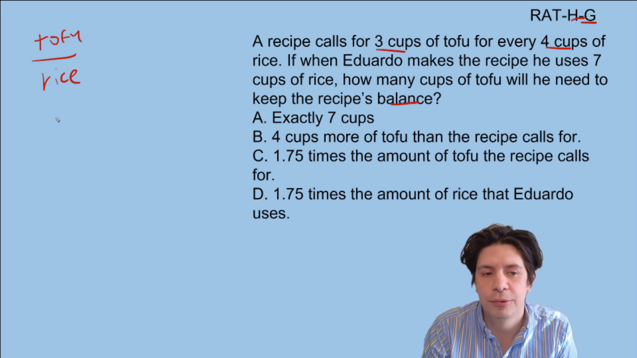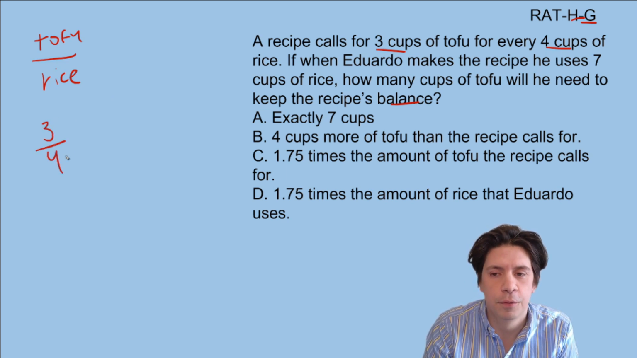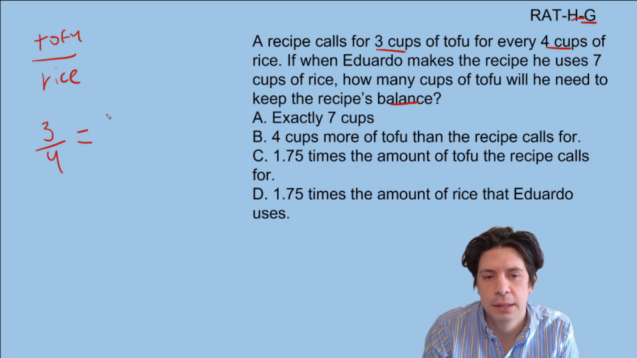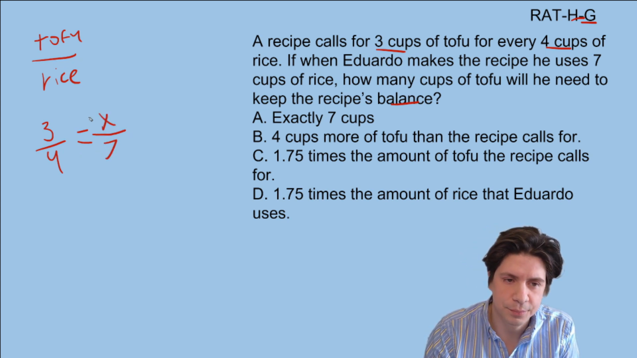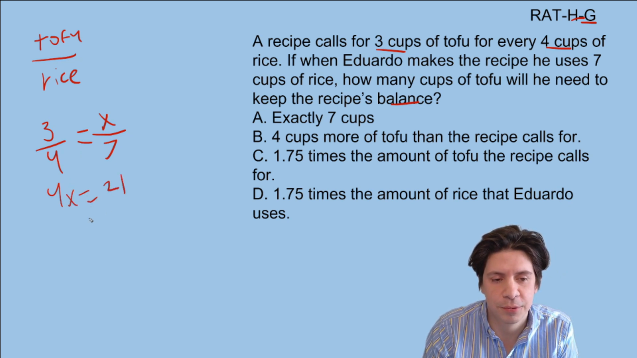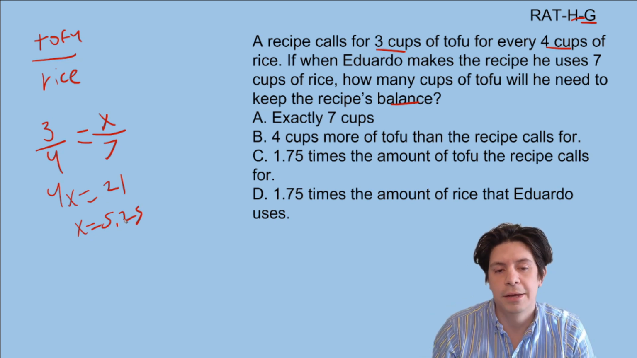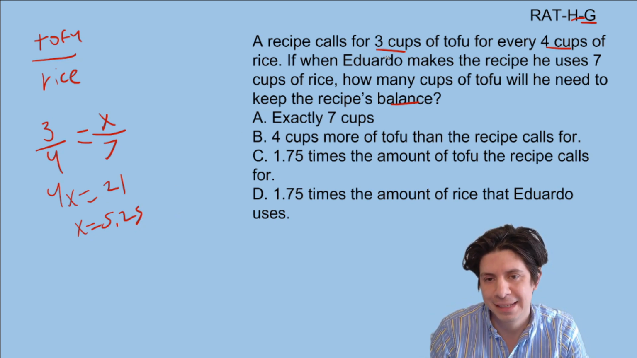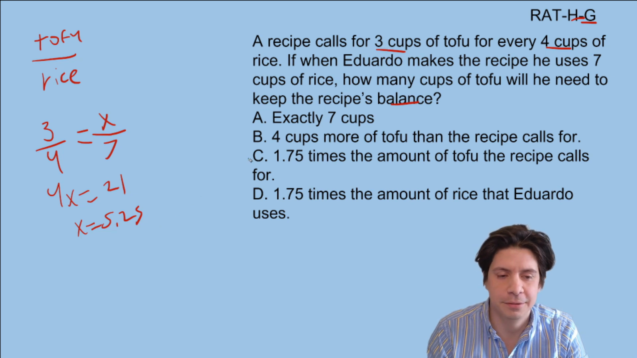So in the original, we have 3 over 4. And on the right side, we're going to have x, which is the tofu, over 7. So together, we're going to get 4x when we cross multiply equals 21. X equals 5.25. Okay, so it's 5.25, and then you can do 5.25 divided by 3, right? And that'll get you the answer of 5.25 divided by 3.